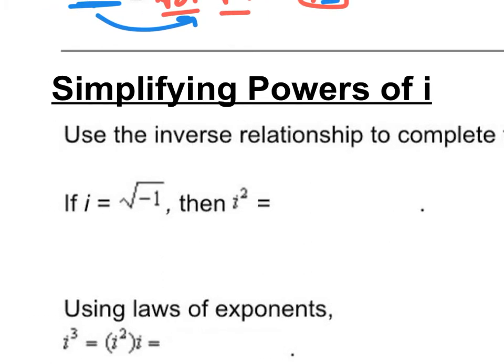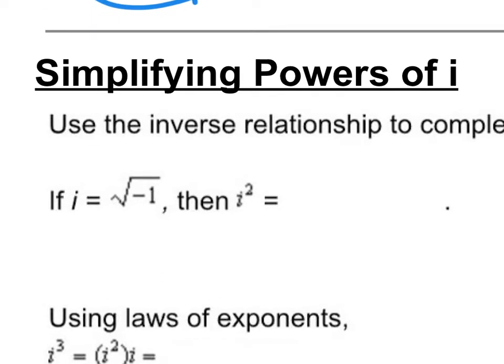So let's take a look at something else. Here's what we know: we want to simplify some powers of i. If i is equal to the square root of -1, then if I were to square i, I'm also squaring the square root of -1. When you square a square root, that gets rid of the square root, and you're simply left with the number -1. So i squared equals -1.